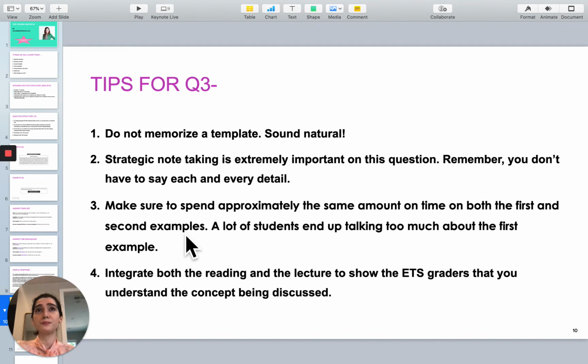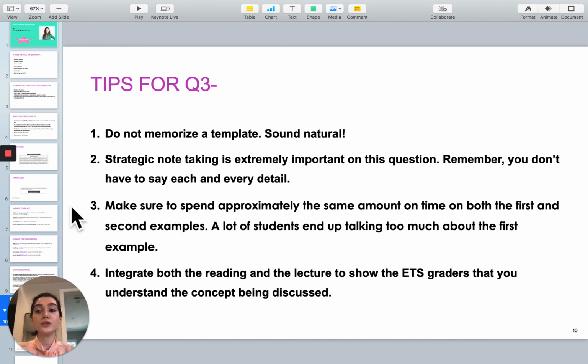They will start talking about the first example and they won't stop until it's like 10 seconds left, and then they'll start talking about the second example and they won't be able to cover everything about the second example. So you need to make sure that you give equal time to both of these.